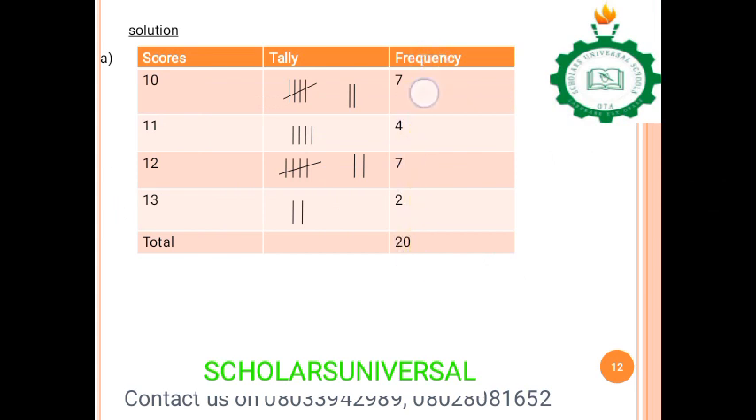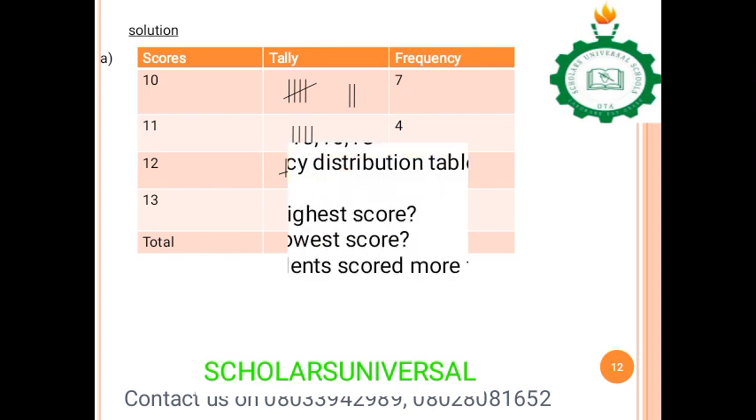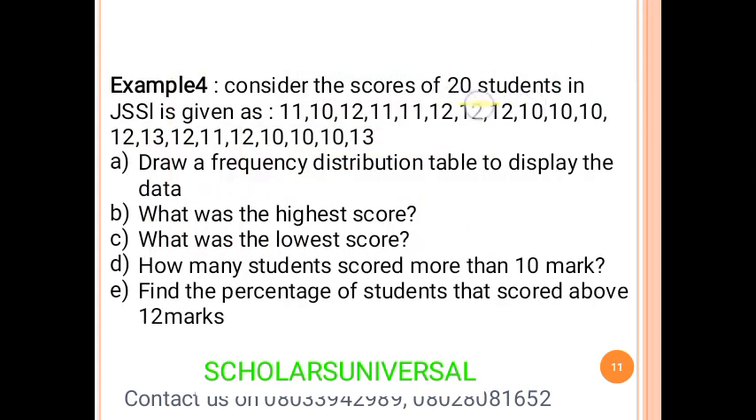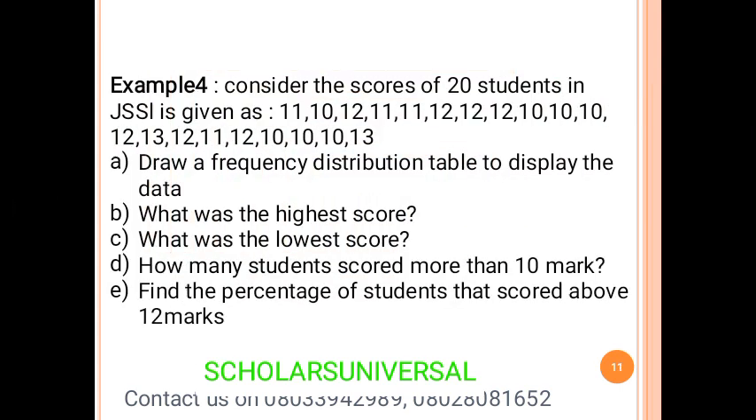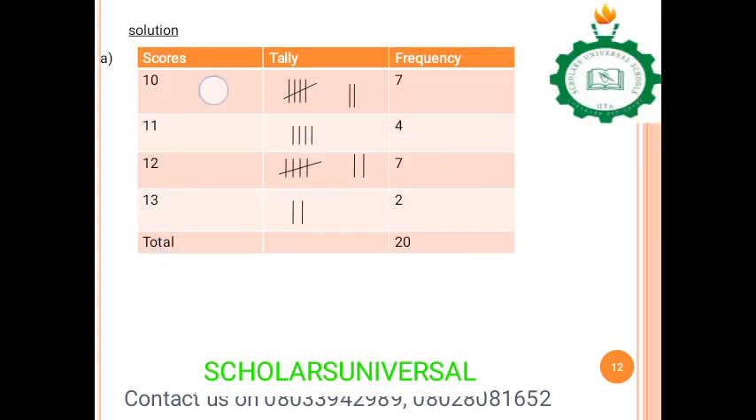You must make sure that your frequency equals the total number of students, because sometimes you might make a mistake by omitting 1 or 2 numbers. So you cross check that your frequency is equal to the total frequency made mention of initially, which is 20 students. Alright, we have already constructed our distribution table. We've drawn that. So what was the highest score? From the scores here, we have 10 to 13. The highest score here is 13.